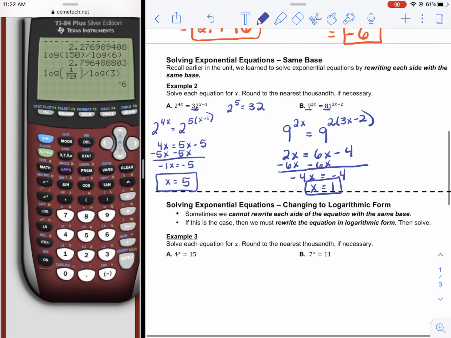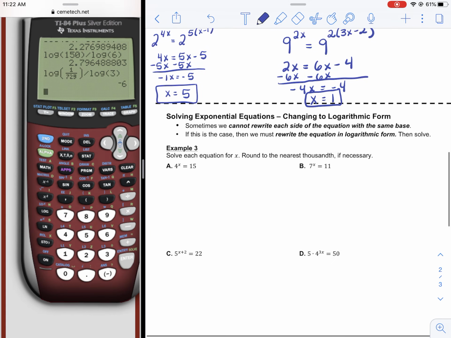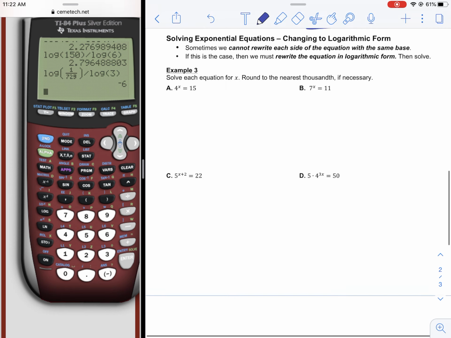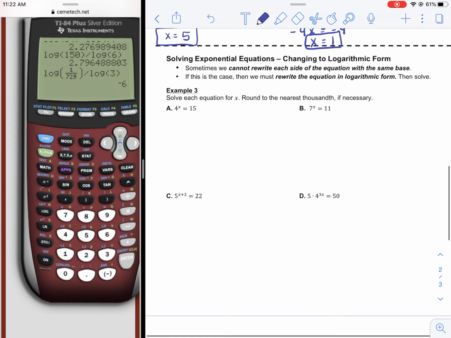Okay, so now we're going to talk about what happens if we have an exponential equation and we are not able to rewrite both sides with the same base. For example, 4 to the x equals 15. We cannot write 15 with a base of 4. We also cannot write 15 with a base of 2. Okay, so this is the new type of problem. So sometimes we cannot rewrite each side with the same base.